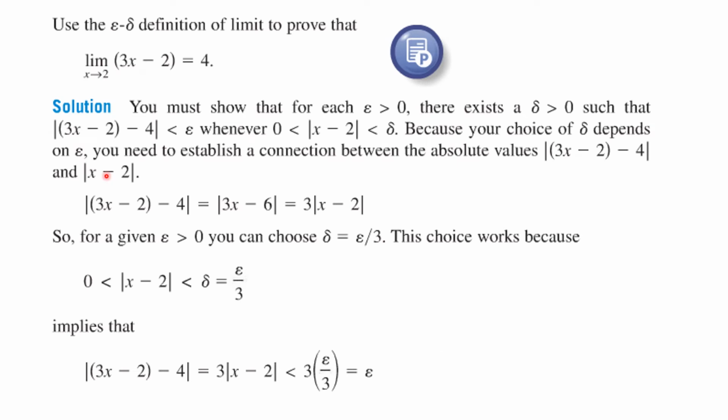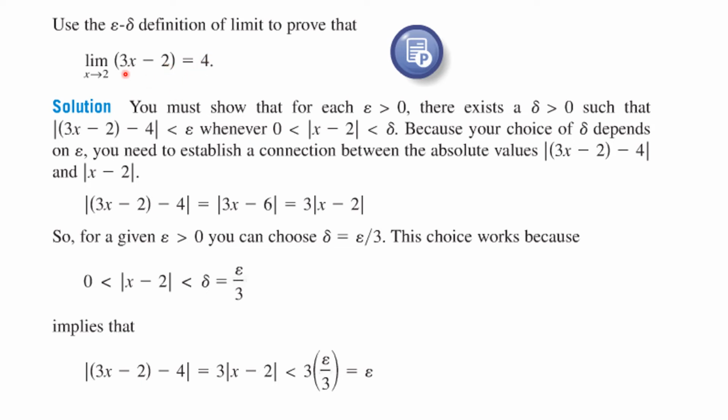Here is another example. It says use the epsilon delta definition of a limit to prove that this is true, that the limit as x tends to 2 of 3x minus 2 is equal to 4. Now we know that is true because if we take 2 and just plug it in, we get 6 minus 2 is 4, and so we knew that. They really didn't have to tell us that.